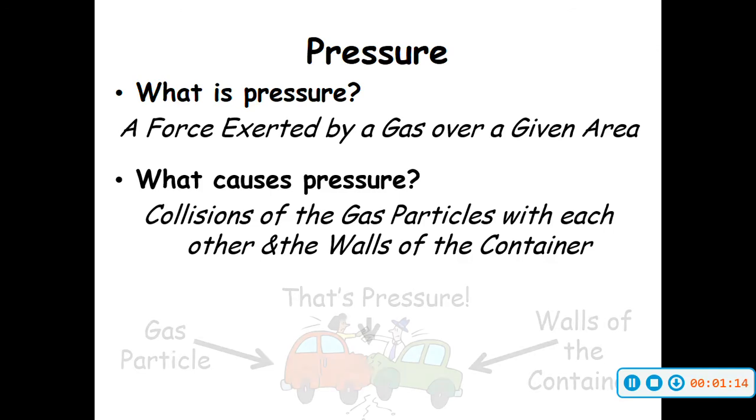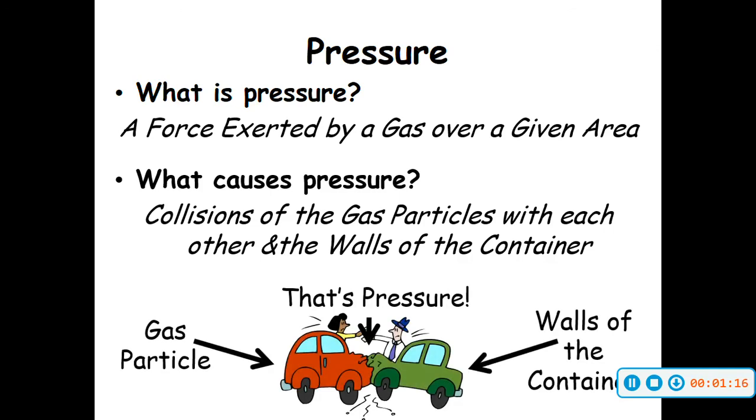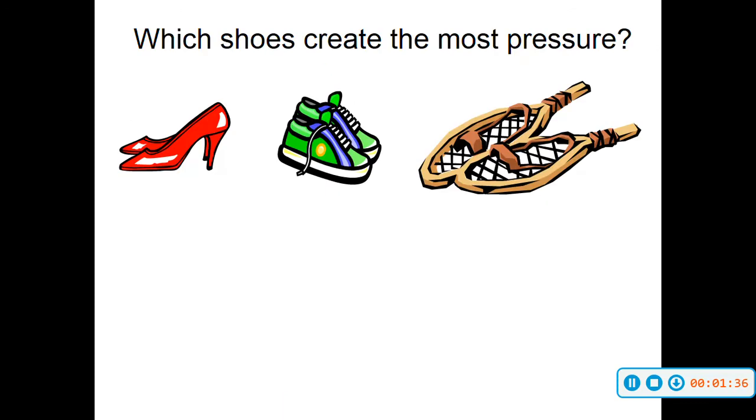If you think about this little red car crashing into the green car, the collision, the contact between those two cars, causes pressure. Again, the more collisions we have of these gas particles, the more pressure we should expect to see. Let's take a look at this scenario. Which shoe creates the most pressure? Is it going to be the high heels, the sneakers, or the snowshoes?